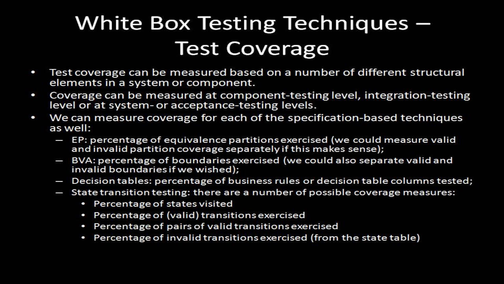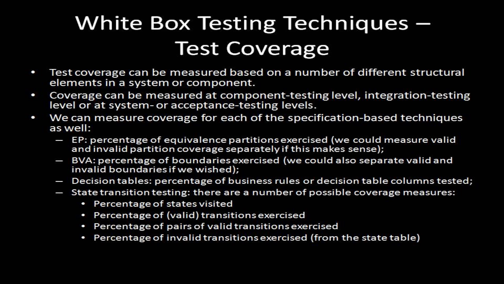We can measure coverage for each of the specification-based techniques as well. EP: percentage of equivalence partitions exercised. We could measure valid and invalid partition coverage separately if this makes sense. BVA: percentage of boundaries exercised. We could also separate valid and invalid boundaries if we wished. Decision tables: percentage of business rules or decision table columns tested.